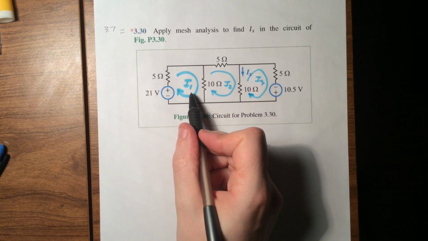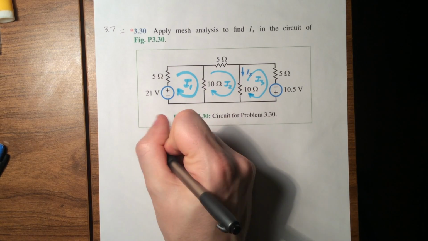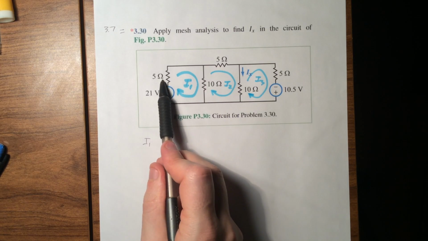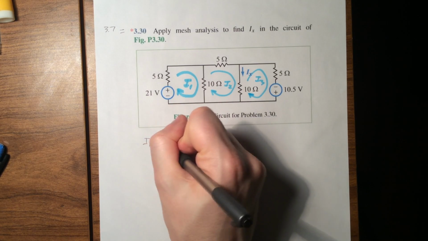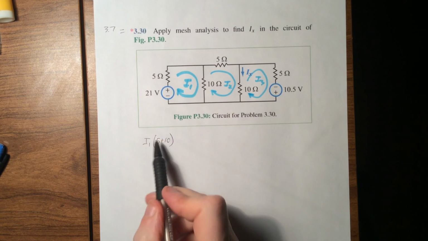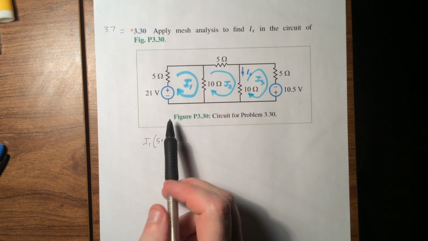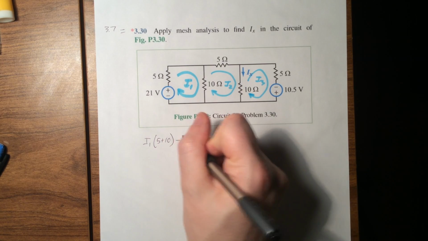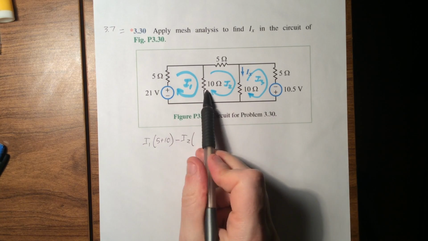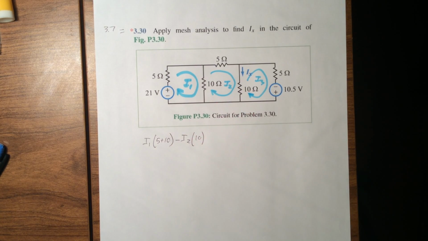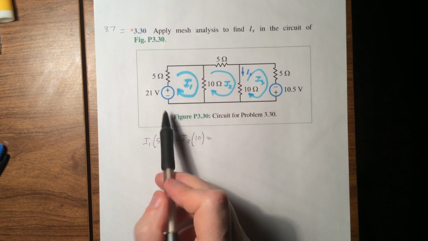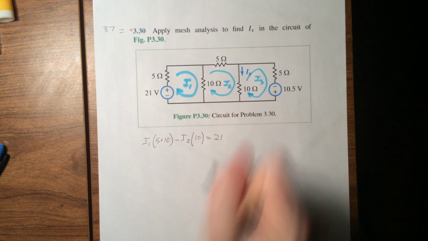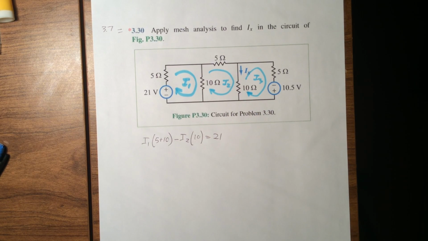Next, we're going to look at the mesh that we're first going to touch, I1. We're going to write it down, I1. And now we're going to add up the resistors that touch I1. So 5 plus 10. And now we're going to see, does any other mesh touch I1? And the answer is yes, I2 touches it. So we're going to do a minus I2. And what does it touch it by? It's the 10 ohm again. Cool. Now we're going to do equals a power supply, because we have a power supply here. It's going in the direction of current. So that's going to be 21. That's our first equation. Done.